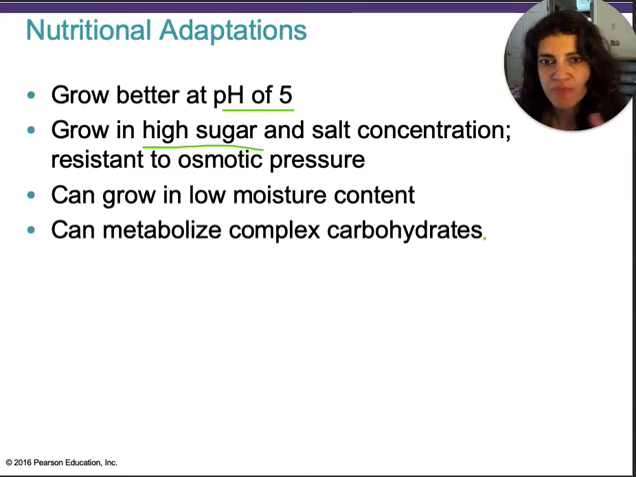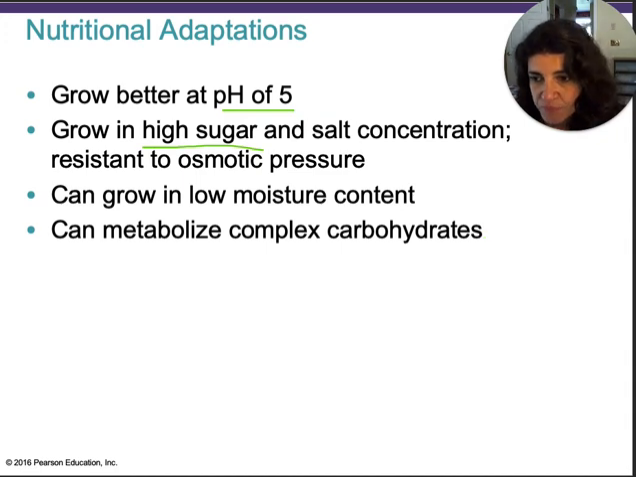And that is important because then they can use anything as a nutrient, or most of the available substances in the soil, and they break it down, which is that decomposition that we talked about. So all these are super important features of fungi.